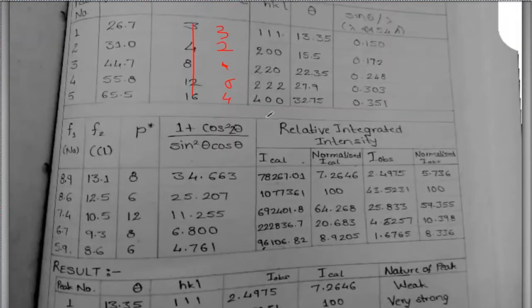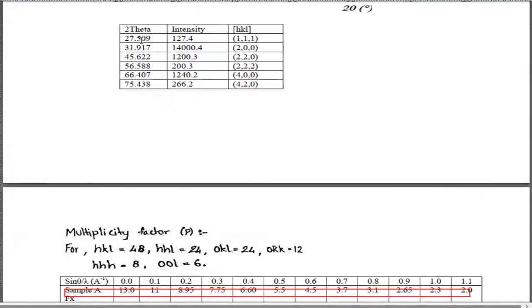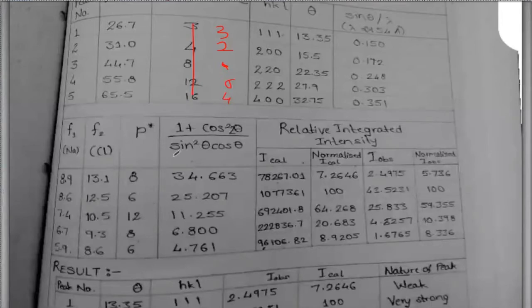Okay. So 1, 1, 1, 2, 0, 0, like this. This is going to these values. Then F1 and F2 that you have to find out from the graph. So how are you going to find out? Here it is already calculated. For this given value of 2 theta, you will take the theta value, sine theta, and divide that by 1.54, which is the wavelength of our copper X-ray source. Okay. So once you divide it by the copper wavelength, then you will get this 0.150, 0.172 and all these things.